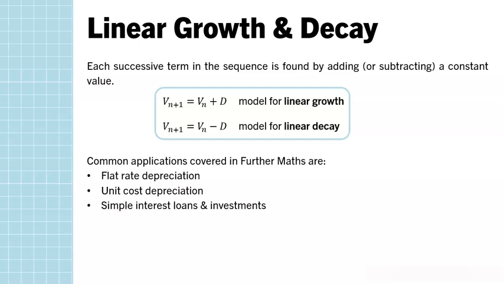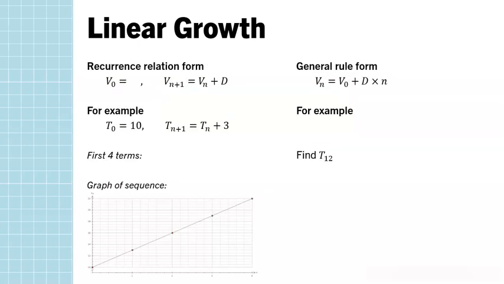So you can see in both instances we have this constant value of D. When it's being added, we've got growth. When it's being subtracted, we have decay. The common applications that we look at in further maths are flat rate depreciation, unit cost depreciation, and simple interest loans and investments. So there we have decay in terms of depreciation, flat rate and unit cost, and we have growth modelled by simple interest loans or investments. So firstly, a closer look at linear growth.